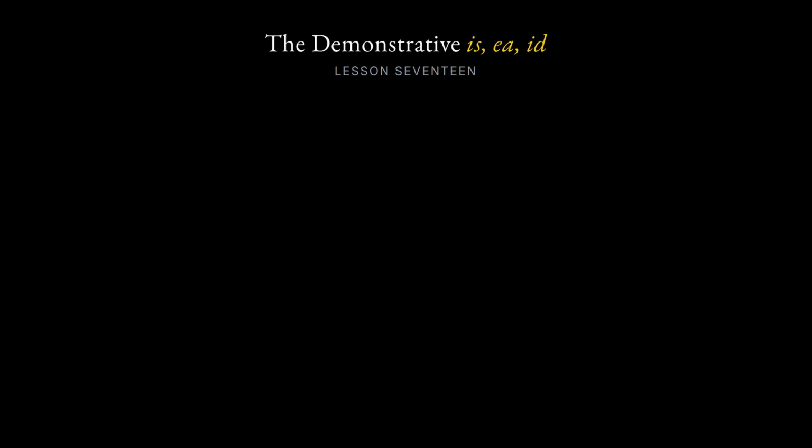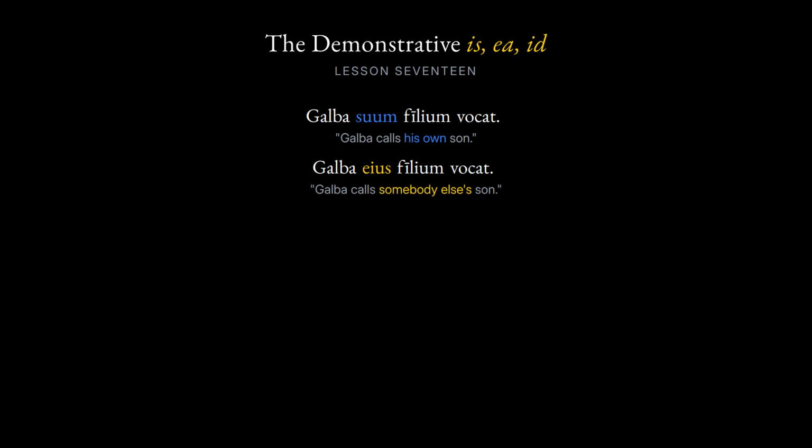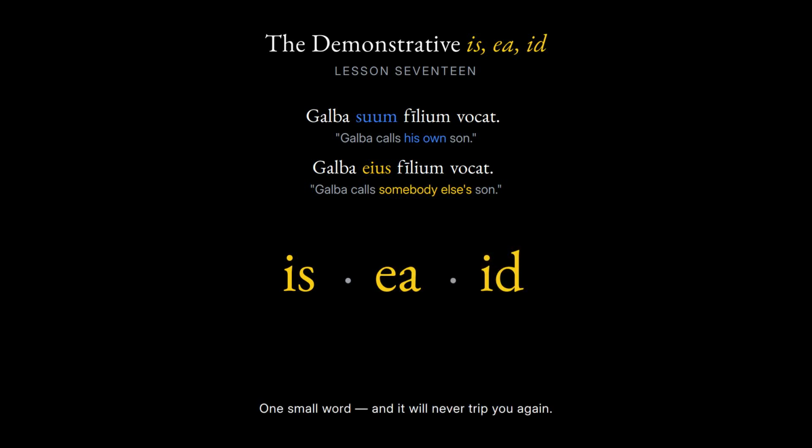Two Latin sentences look almost the same, yet they tell opposite stories. Galba suum fīlium vocat. Galba eius fīlium vocat. The first means Galba calls his own son. The second means Galba calls somebody else's son. One small word makes the difference, and that word is today's demonstrative. Is, ea, id. By the end, that one word will never trip you again.